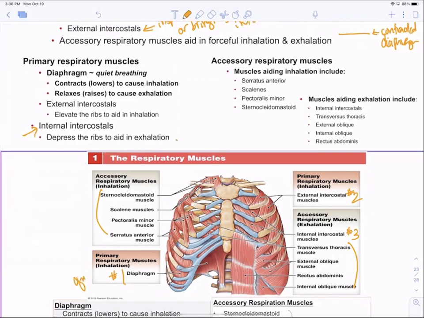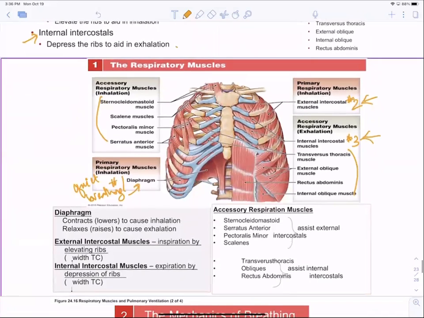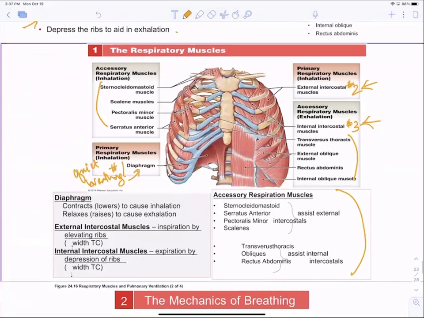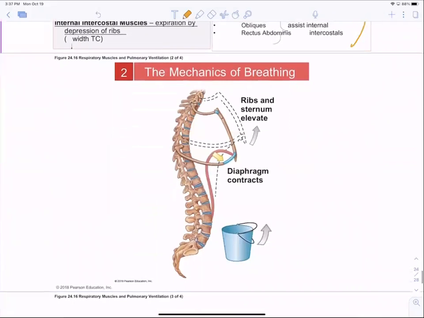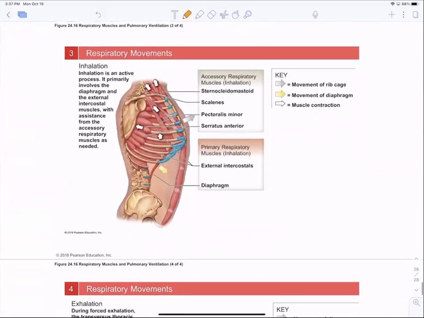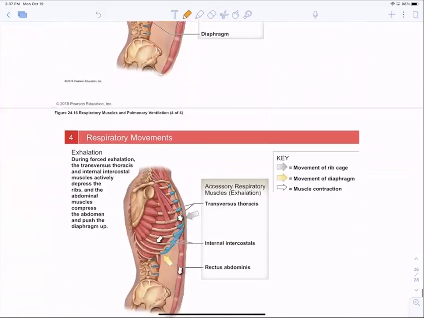So quiet breathing, we just use the diaphragm. We contract it and then we let it relax. If you need a little bit more air, you start using the external intercostals and the internal intercostals. And then if you start needing more and more air, you start using these accessory muscles. That's why you tend to see people using their neck and their chest and their abdominal area to really move airflow. Again, you don't need to know how it happens for anatomy, just that these are the muscles involved. We'll talk about the mechanisms for breathing when we get to physiology. But this kind of goes through it, and you can go through inhalation and you can go through exhalation.